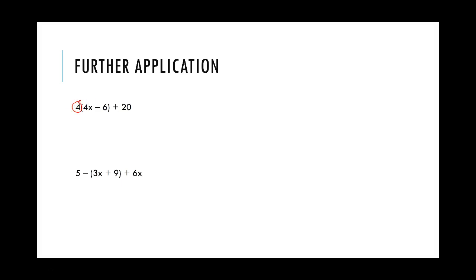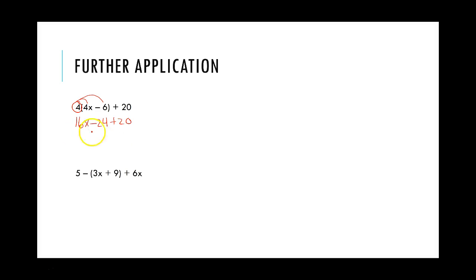So we take the 4 and distribute it first. Notice I'm not distributing the 4 to the 20 because it's not in the parentheses, so only distribute what's inside the parentheses. So 4 times 4x is 16x. 4 times a negative 6, or a minus 6, but I'm going to review it as a negative 6, gives me a negative 24, or minus 24. Then this plus 20 can just be dropped down.